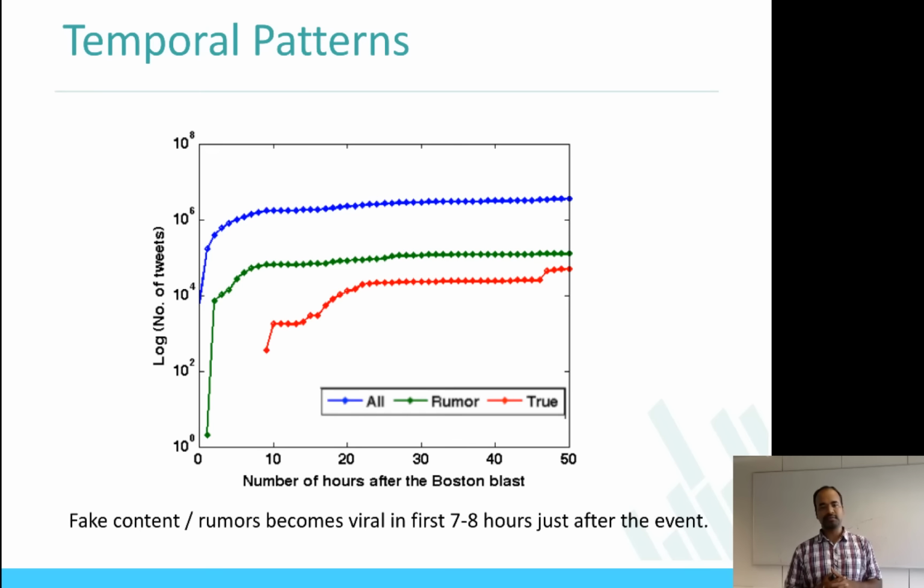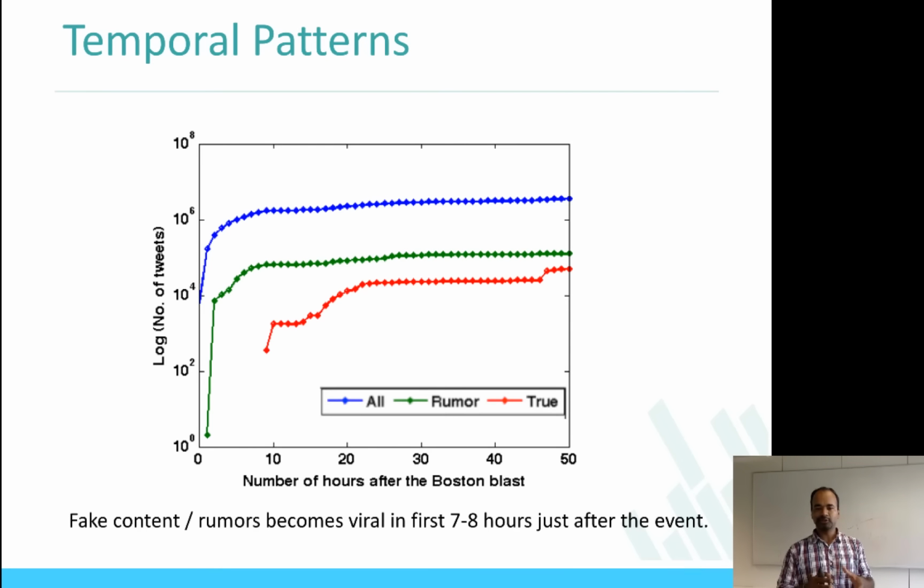The red one is the legitimate information, which you can call true information, posted on Twitter. Green is the rumor, which is information that is not legitimate or untrustworthy, non-credible content that has been posted, like the crocodile example that I mentioned in an earlier lecture. And the blue one is the sum of the rumor and the true information.